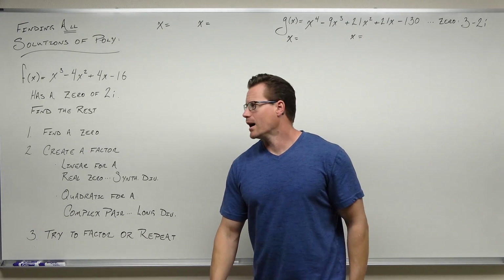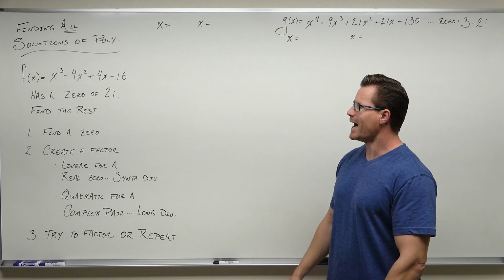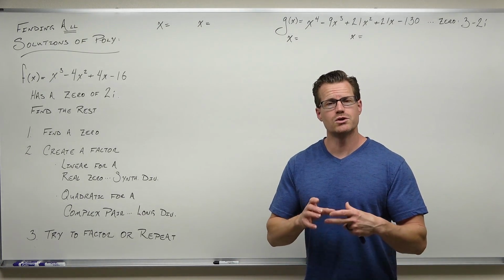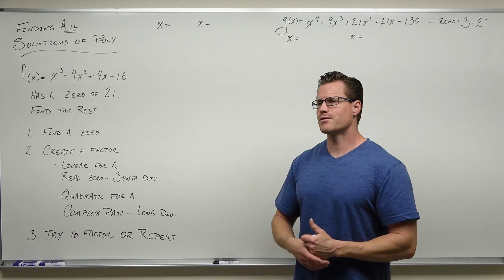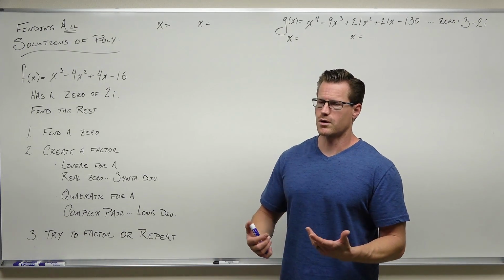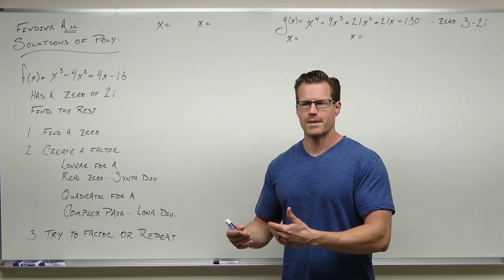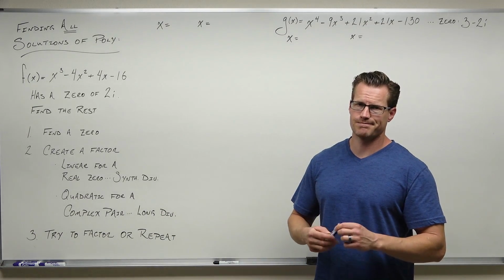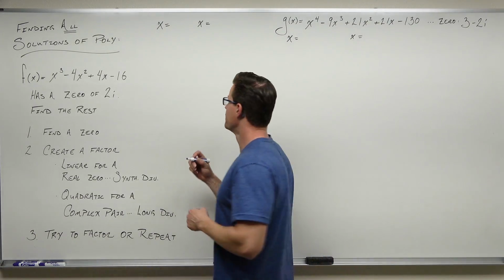So let's get started. Number 1, we're going to find a 0, and if it has one, awesome. If it's linear, if it's a real 0, you create a linear factor. So if we would have got, hey, it's -4, then we write x plus 4, and we have ourselves a linear factor. Here we have a complex solution, and so we have 2i.